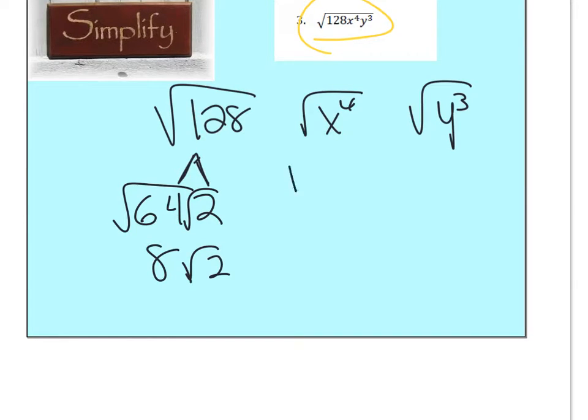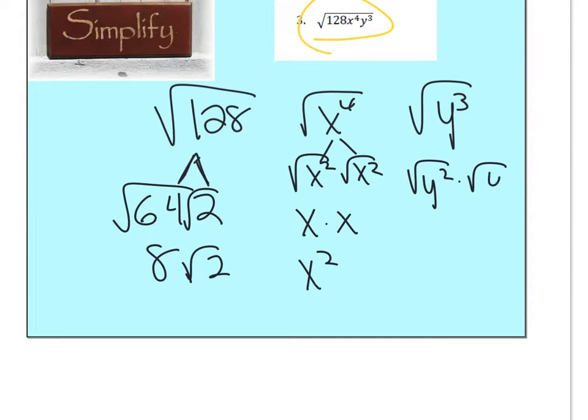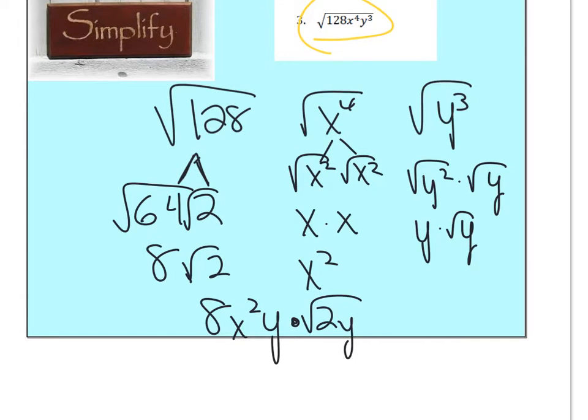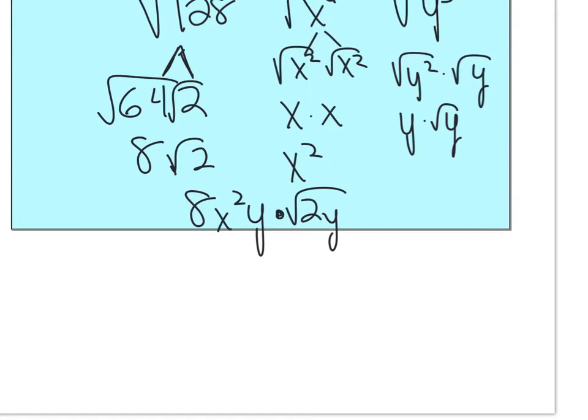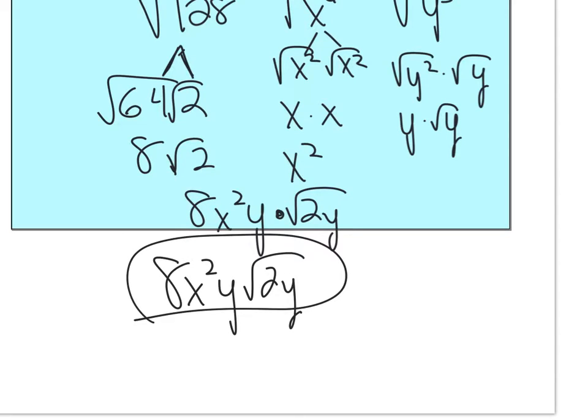So, square root of x squared, split that apart. That's just going to be x times x, better known as x squared. So y squared, square root of y. So that's going to be y. So if I put together what's on the outside, I get 8x squared y. Then underneath, I'm going to put 2y. So final answer here is going to be 8x squared y square root of 2y. There's my final answer.